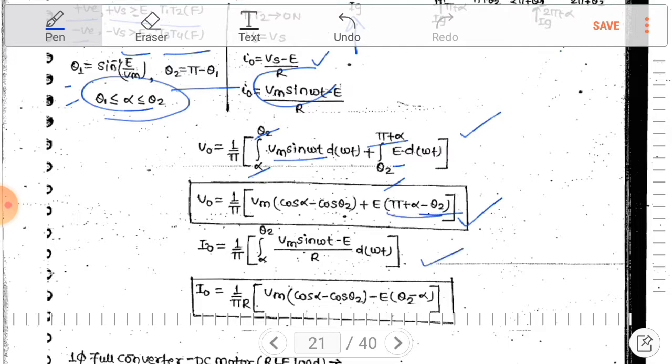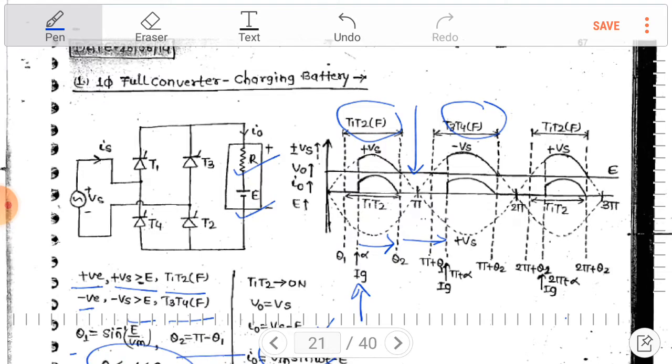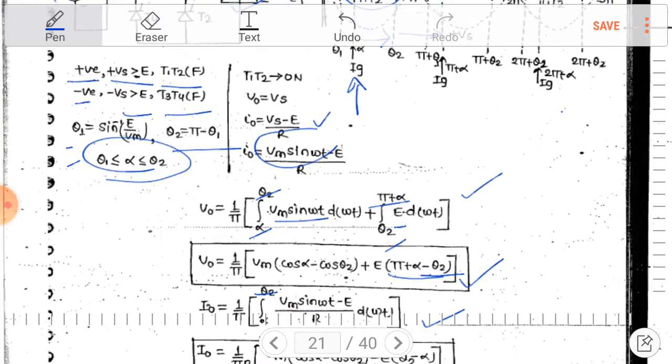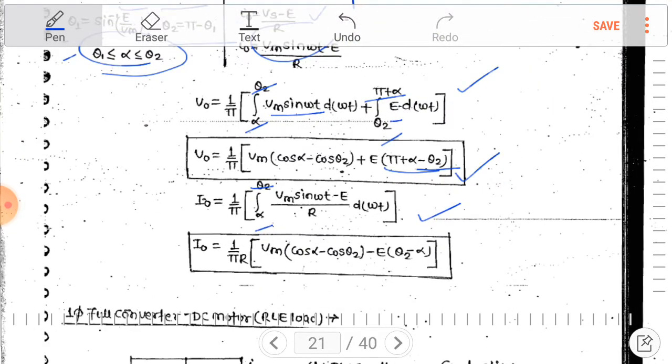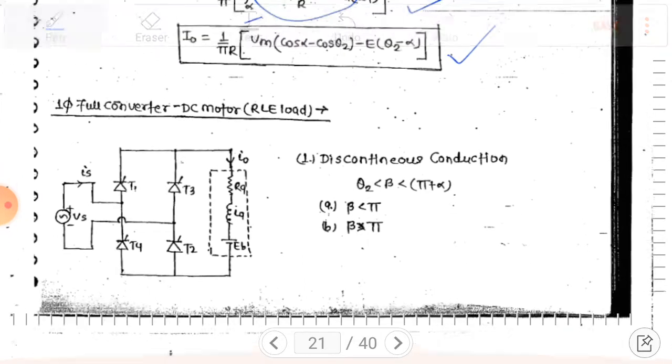I output average value can be determined by using this formula: 1 by pi integrate from alpha to theta 2, because current exists only in this period from alpha to theta 2, and the instantaneous value is (Vs minus E) by R. Integrate this, and we get the I output average value.